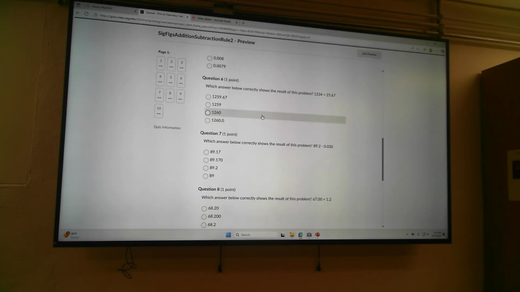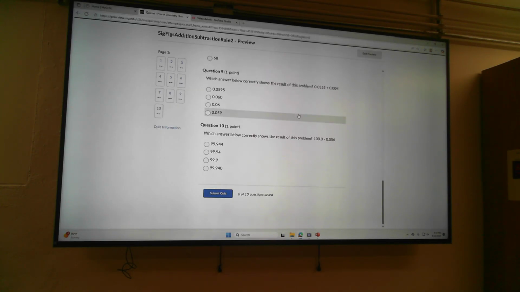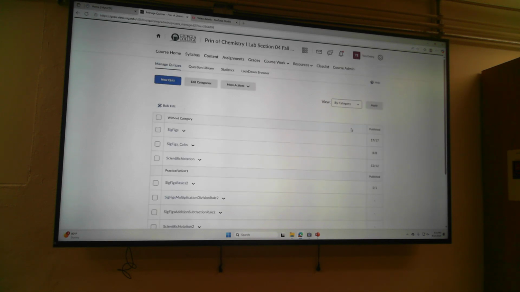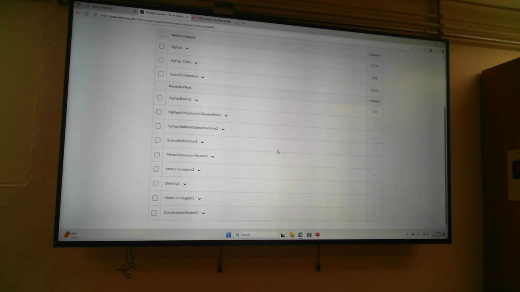Make sense? This one has 1 after the decimal, this one has 3, so we need to have 1, it's got to be this one. So look at these and make sure it makes sense to you.